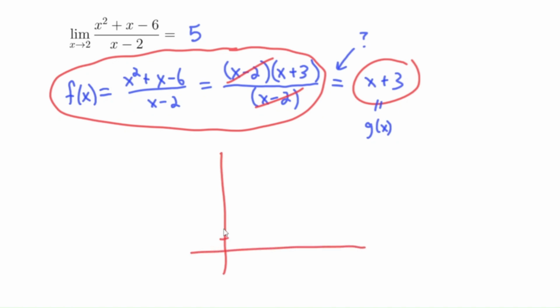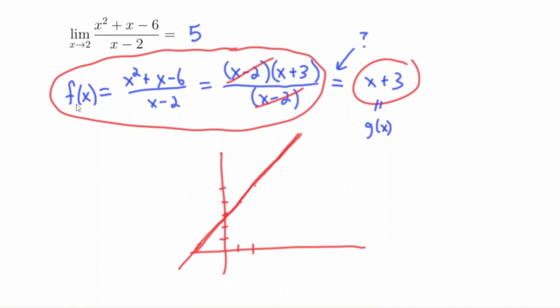In fact, let's graph this here. We have a y-intercept of 3 and a slope of 1. So here's a y-intercept of 3. Every time we go over 1, we go up 1. The graph's going to look something like this. This is the graph of g of x.